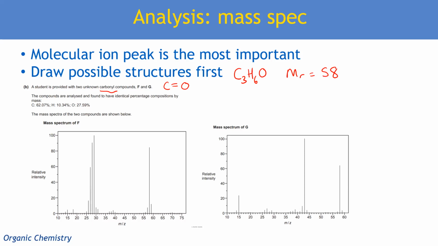So rather than get really hung up and getting straight into the mass spectrum, don't do that. There are only 2 possible structures with the formula C3H6O that contain a C=O. There's actually only propanol and propanone.